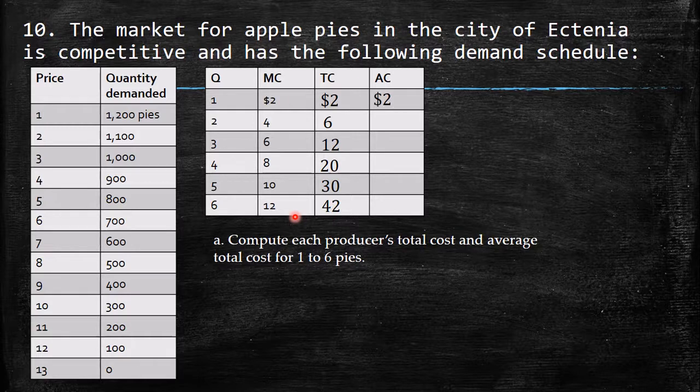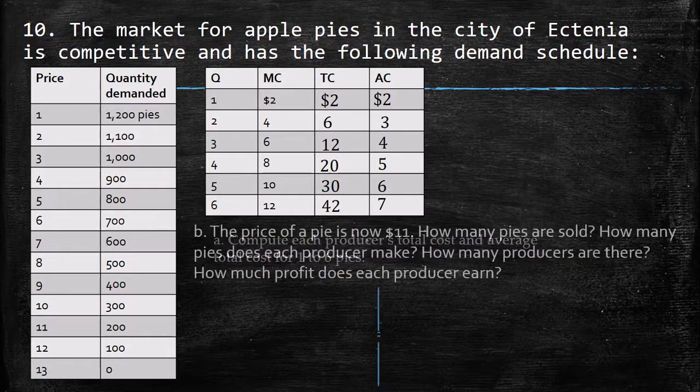Then the average cost is going to be this one divided by the quantity: 2 over 1, 6 over 2, 12 over 3, 20 over 4, 30 over 5, and 42 over 6. Then the price of a pie is now 11. How many pies are sold? How many pies does each producer make? And how many producers are there? How much profit does each producer earn?